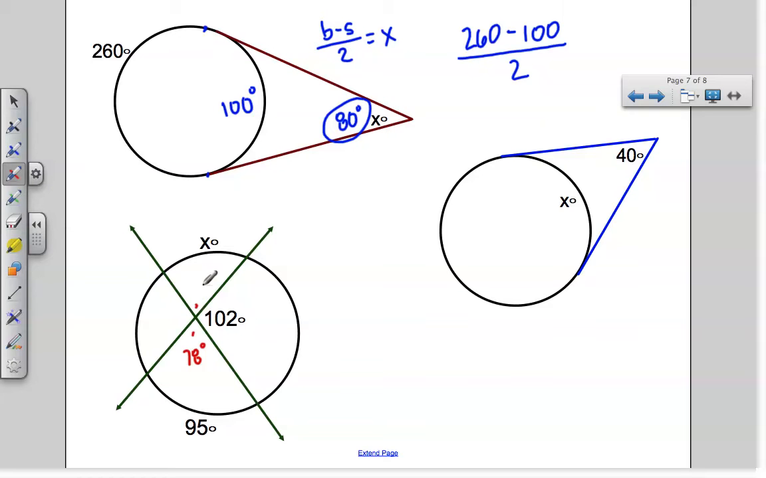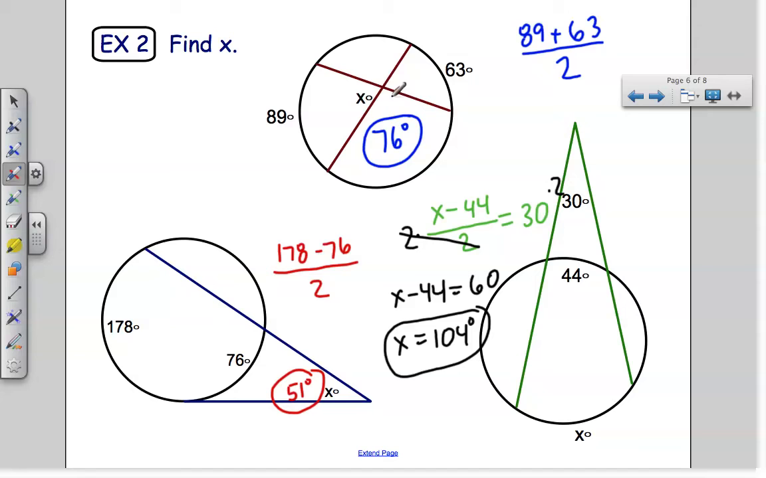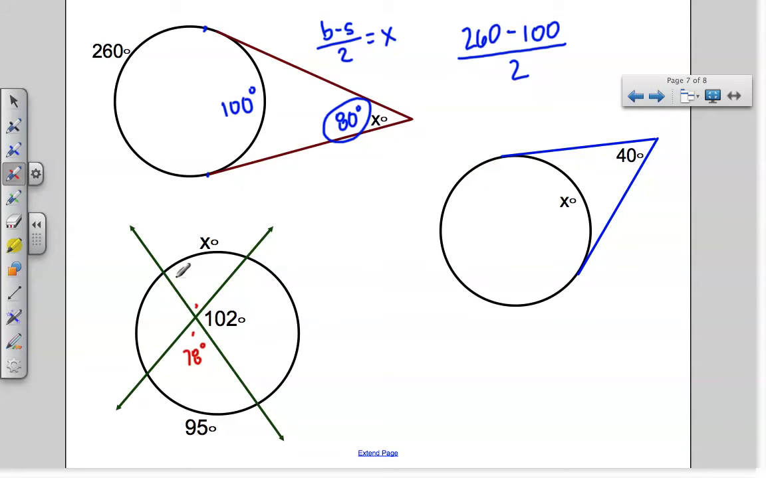So these angles are 78 degrees. That helps because, thinking back, when we had a random angle inside a circle, remember it's the average of the arc and its vertical arc, so I added 89 and 63 divided by 2 to get x. Here, I'm going to add x and its vertical arc 95 divided by 2 to get 78. And so we're going to have some algebra here.